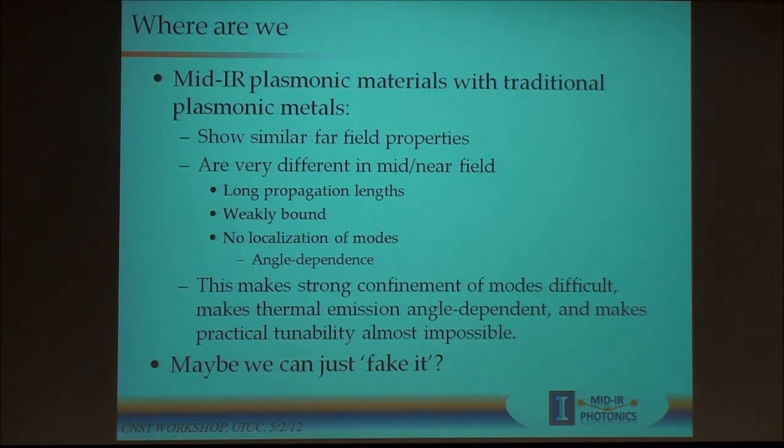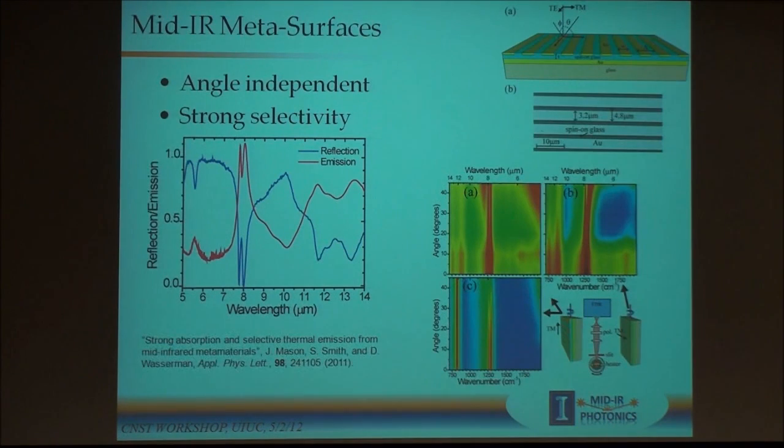And so we thought, well, maybe we can just fake it. So maybe we can use essentially an array of antennas. Now, this isn't going to give us localization laterally on the sub-wavelength scale, but maybe we can use these to confine our light to a vertical dimension much smaller than the wavelength. So essentially what we have here is a bunch of antennas sitting above a ground plane with a dielectric spacer in between. And so you excite an optical mode that couples to the ground plane, and you get this very strong enhancement of your optical field inside the dielectric.